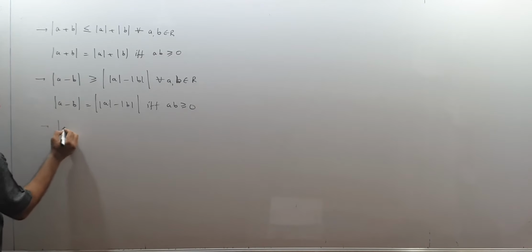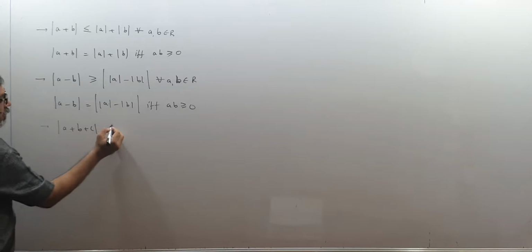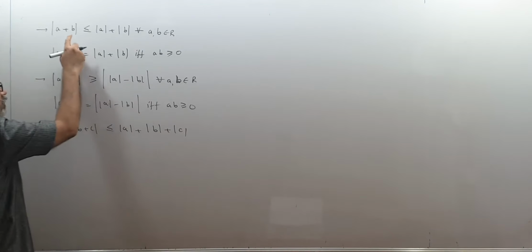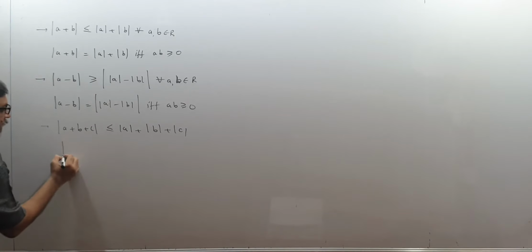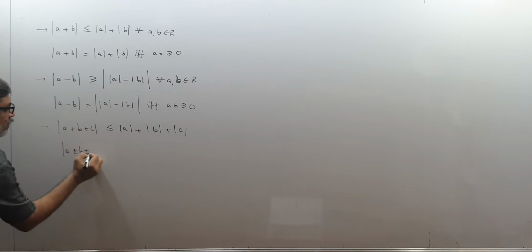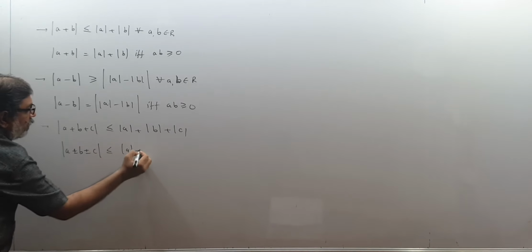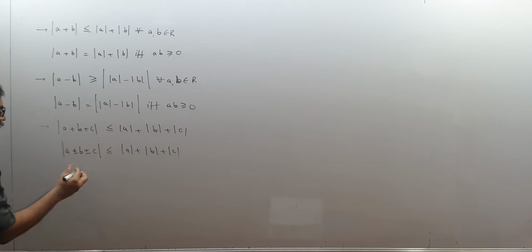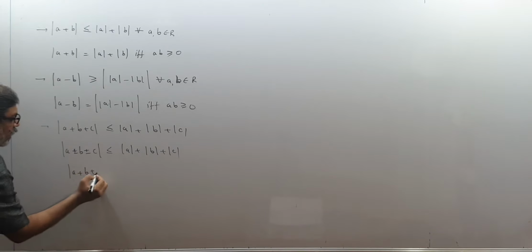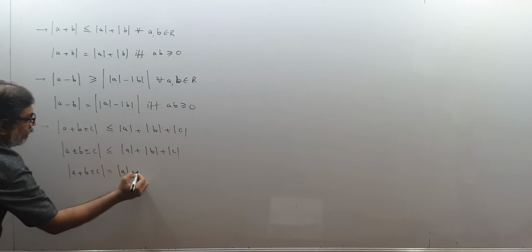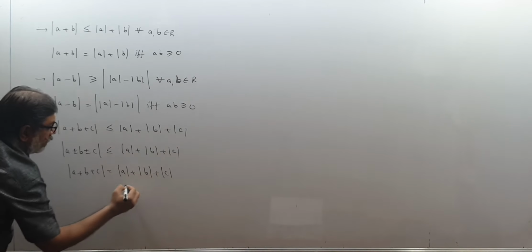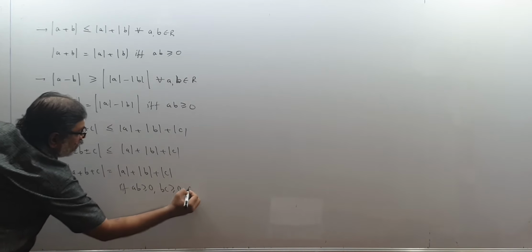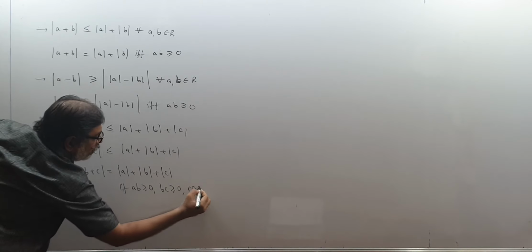Then we have got mod of a plus b plus c less than or equal to mod a plus mod b plus mod c, just as with two numbers, similarly for three numbers. And also realize that mod of a plus or minus b plus or minus c is less than or equal to mod a plus mod b plus mod c. For equality, this will arise if ab greater than or equal to 0, bc greater than or equal to 0, ca greater than or equal to 0.